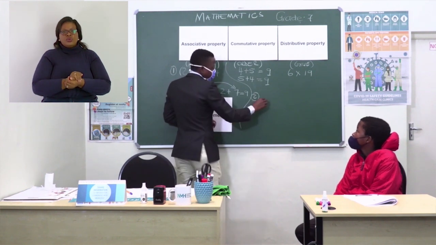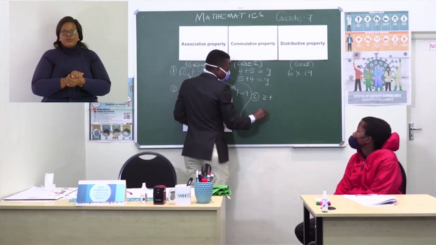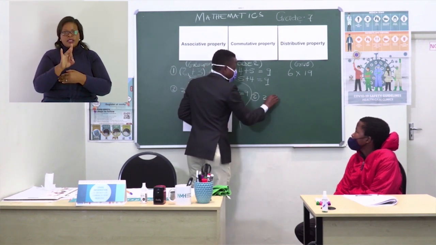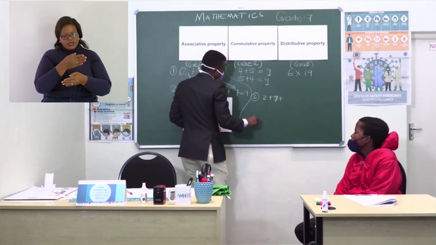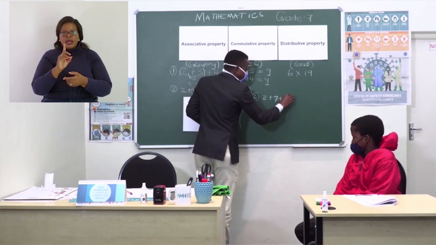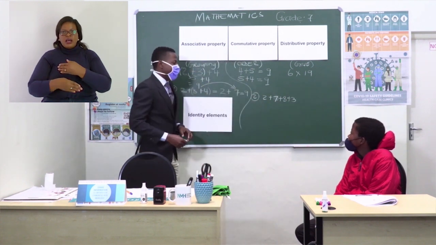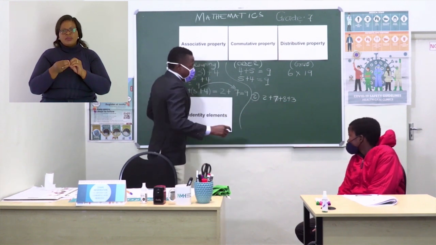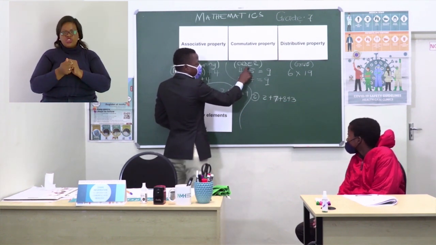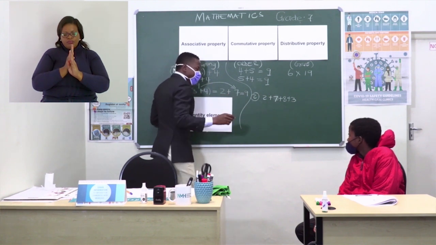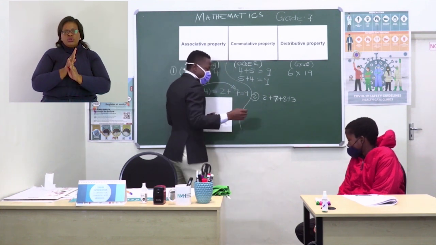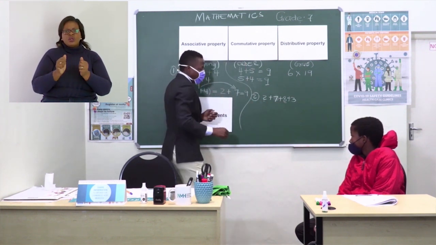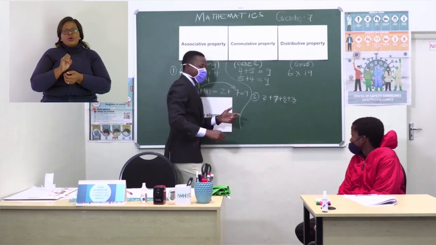Second example. Let's say I have 2 added to 8, added to 7 plus 8 plus 3. I have these numbers here. I need to change the order depending on the number which I feel can match with the other number. Look at 2 and look at 8. This number can give you 10. Look at 7 and look at 3. It can also give you 10.